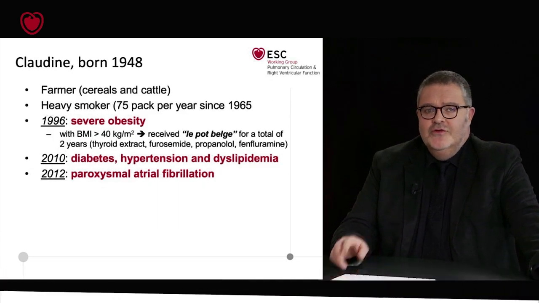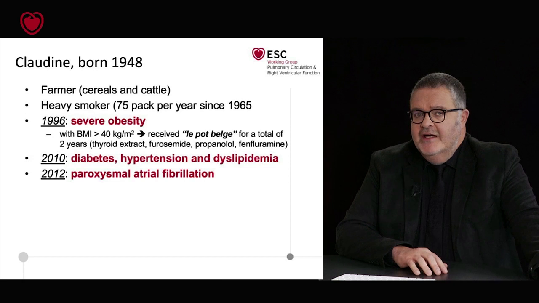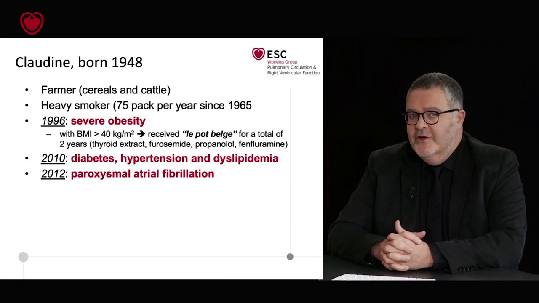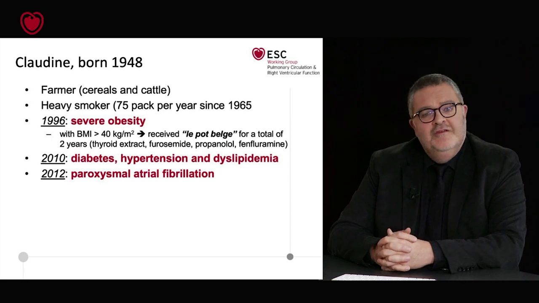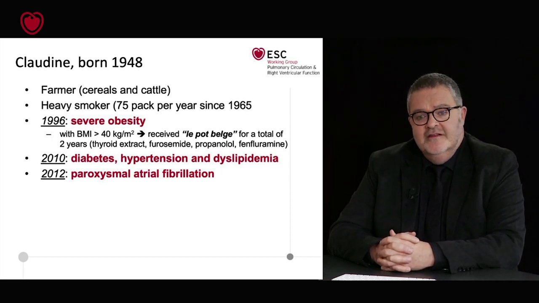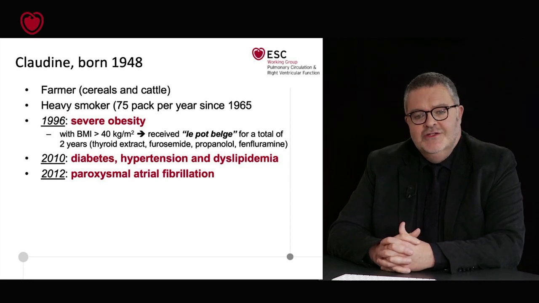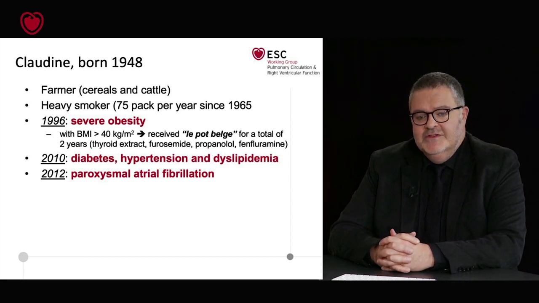I want to tell you the story of Claudine. She was born in 1948. She's a farmer. She has cereals and cattle. She was a heavy smoker, 75 packs per year since 1965. So she started quite early in her young ages. In 1996, she was diagnosed with severe obesity. A BMI was over 40 kilograms per square meter.